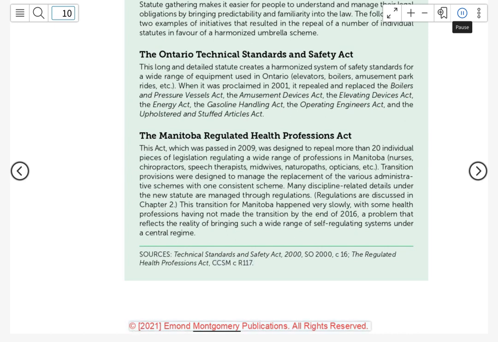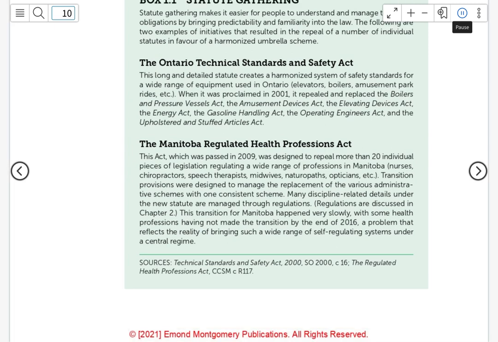Copyright 2021, Emond Montgomery Publications. All rights reserved. Image with the following description. Image for page with label 10 inches.